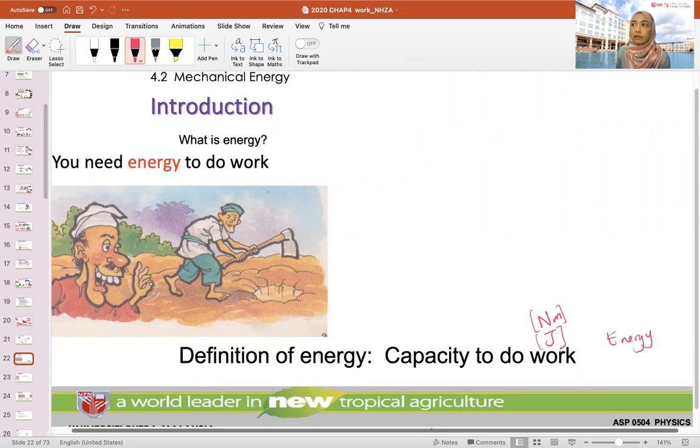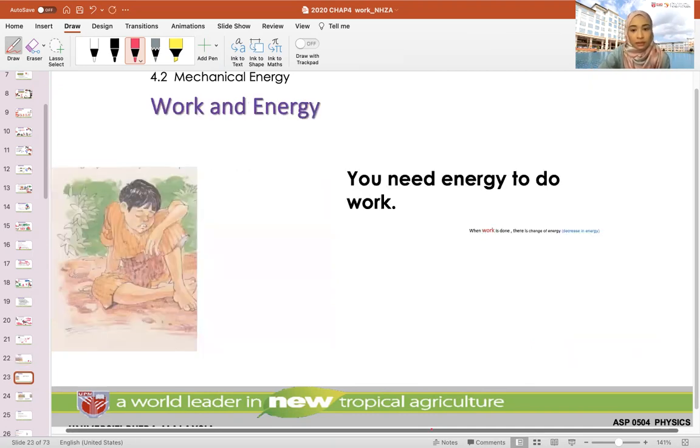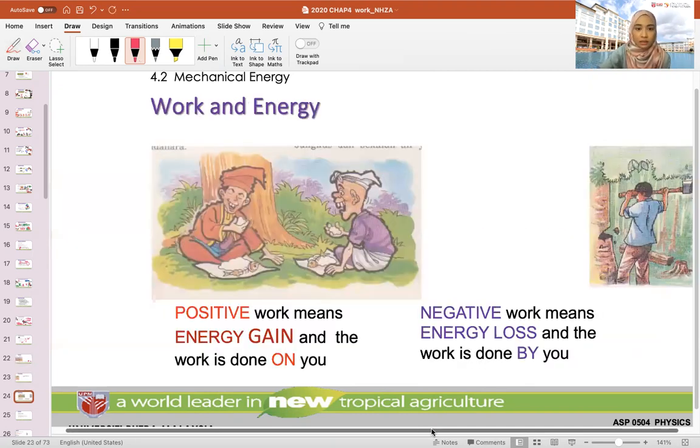For example, if I don't have any energy, I won't be able to teach. So teaching is work done, right? So I need energy. So how do I get energy? I eat food, I sleep, I drink water. So this is me getting energy. So energy is then used to do work. So the units are the same, but we use energy to do work. Okay, so you need energy to do work, yes.